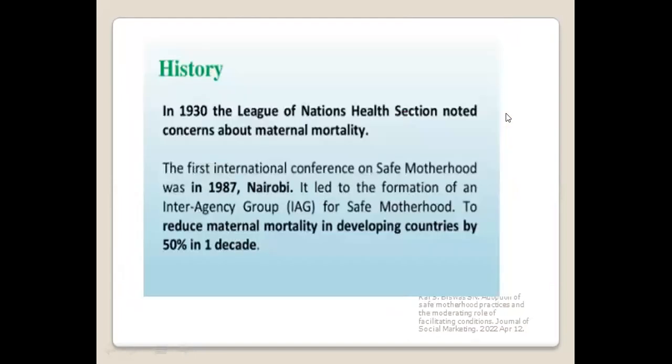If you see history, in 1930, the League of Nations Health Section noted concern about maternal mortality. The first international conference on safe motherhood was in 1987 in Nairobi. It led to the formation of the Interagency Group for Safe Motherhood to reduce the maternal mortality in developing countries by 50% in one decade.